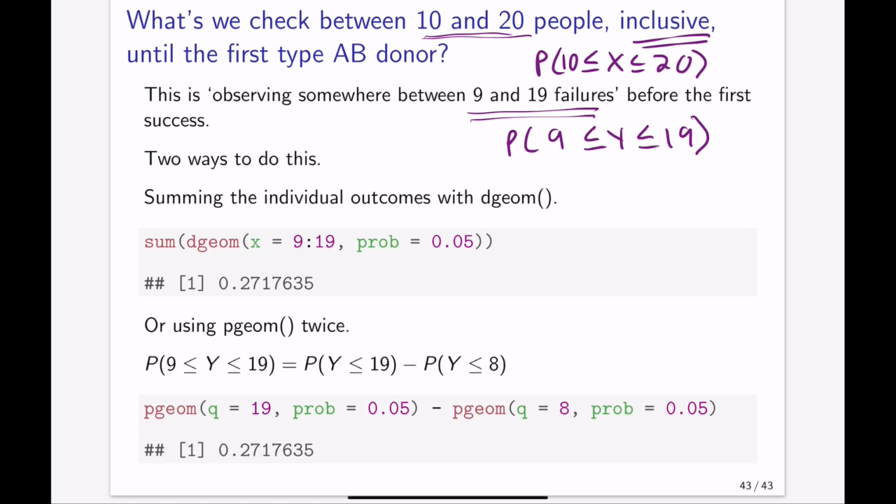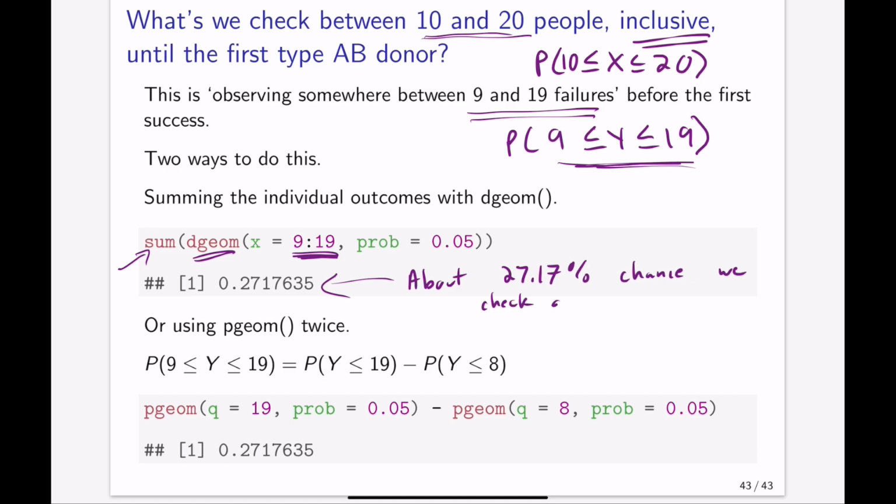Here are two ways you can do this. You could do dgeom to find all the possible probabilities that Y is each of the numbers in this interval and add all those. I'm going to do this all in one step. When I do that, I get about 27.17%. So that's the answer to this question: the chance that we have to check a total of 10 to 20 people.